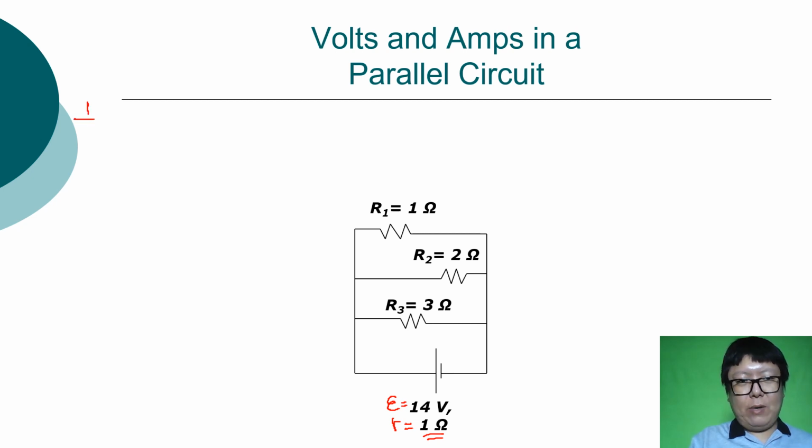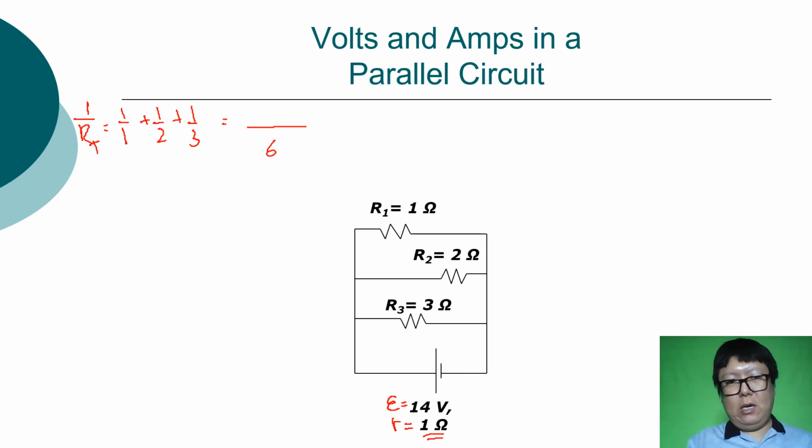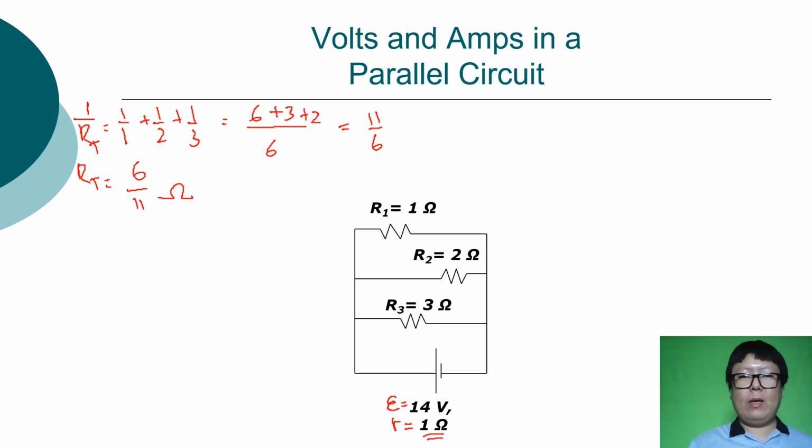So how to count the RT? Still the same. 1 per RT equals 1 per 1 plus 1 per 2 plus 1 per 3. Make it into 6. I think you have learned this in primary, right? Then 1 per RT is 6 per 6 plus 3 plus 2. Then the answer is 11 per 6. But don't forget, guys, this is not the answer yet. You have to find the RT. It should be 6 per 11 ohm.